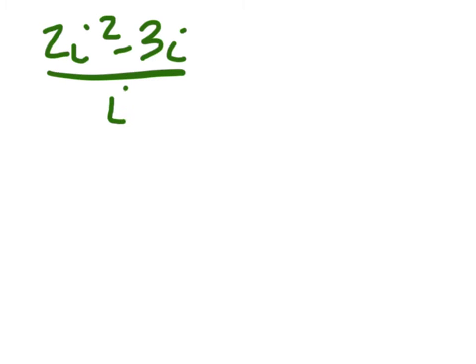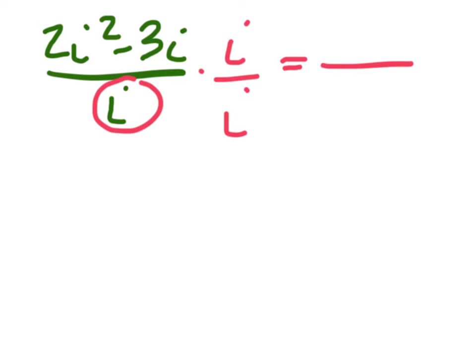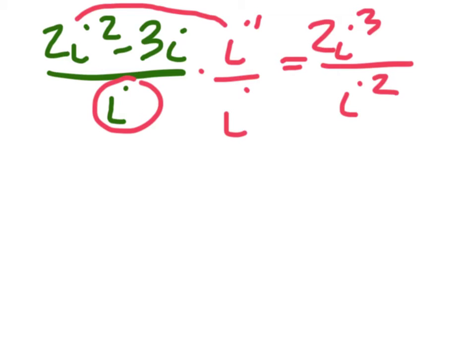Let's say we had 2i squared minus 3i and all of that over i. What I would have to do is multiply the top and the bottom by i, because that would make this i squared. So we can get an i off of the bottom. But then multiply the top by i. 2i squared times i is 2i to the third. You just add the exponents together. That's a 1 exponent. And then minus 3i times i would be minus 3i squared.